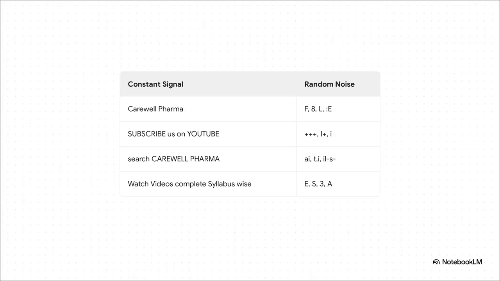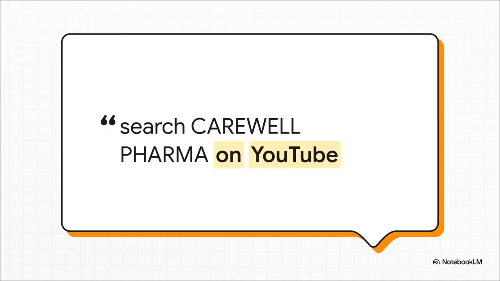And you know what? As we dug through all 22 pages of this mess, a very strange pattern started to pop up. All the content could basically be sorted into two piles. On one side, you have the random noise, all the gibberish we just saw. But on the other, there was a constant signal, phrases that were perfectly clear and repeated themselves again and again. Let's focus on that constant signal for a minute, because scattered throughout all that nonsense, this one message kept appearing. Search Carewell Pharma on YouTube. That, plus things like subscribe us and watch videos. It's not a microbiology lesson, it's a marketing pitch.